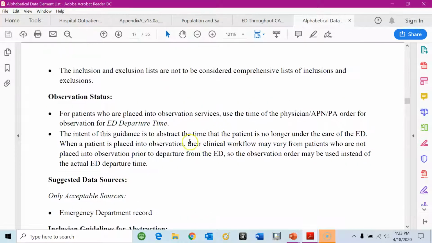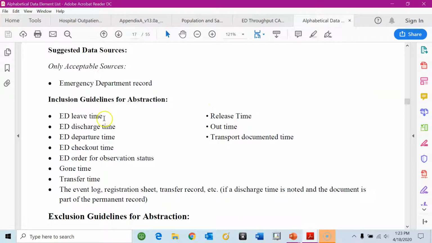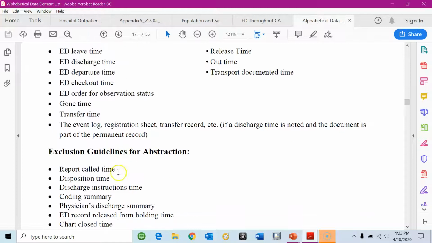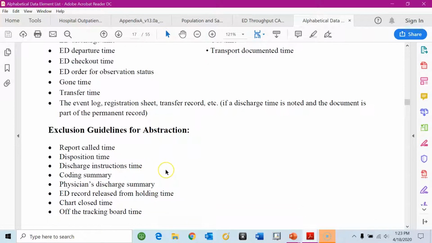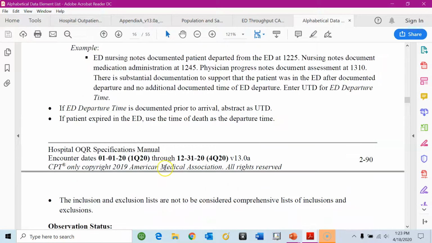It tells you what to do if your patients go to observation. It tells you phrases that are included for time. It tells you what they don't want you to take. So it isn't as easy as just saying, oh, this is the time. These are the instructions, so you pick out the right time.